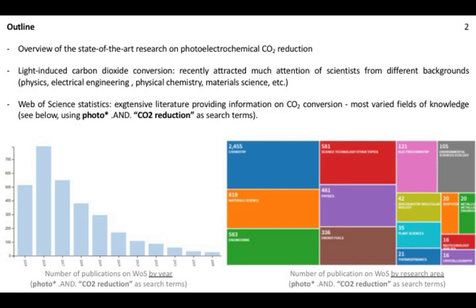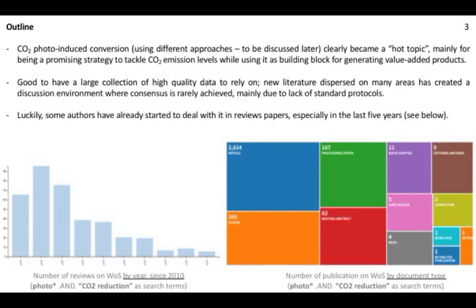It's also spread all over different fields of knowledge, from chemistry to physics, from engineering to crystallography, and so on. Especially in the last 5 years, there have been a lot of publications on this subject. It became a hot topic because it's a really promising strategy to tackle CO2 levels using solar energy. It's promising as a completely sustainable route for CO2 reduction, and we can also use carbon dioxide as a building block for interesting projects. And of course, it's really good to have lots of data to work with.